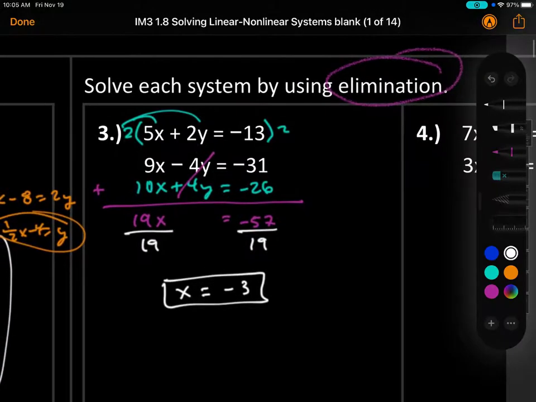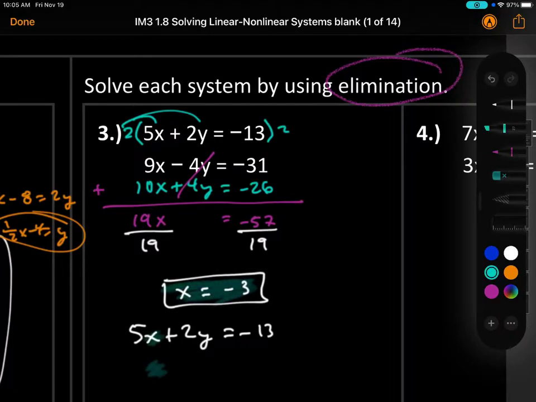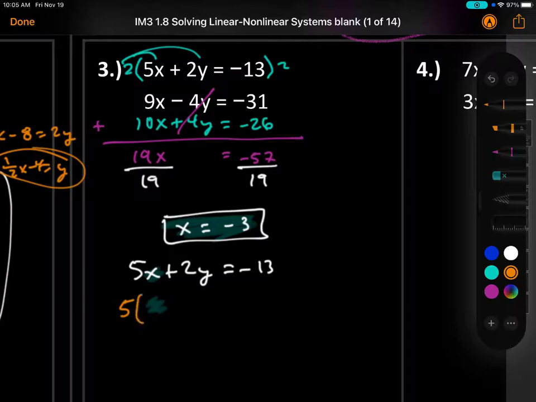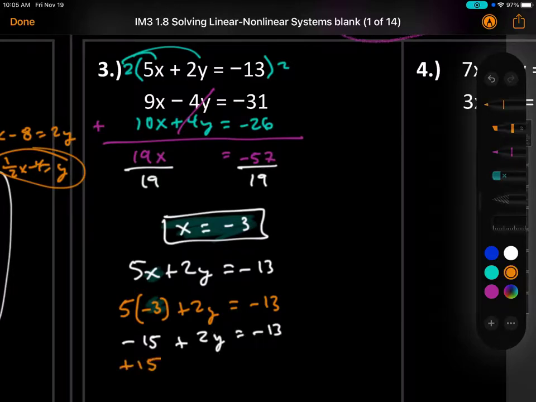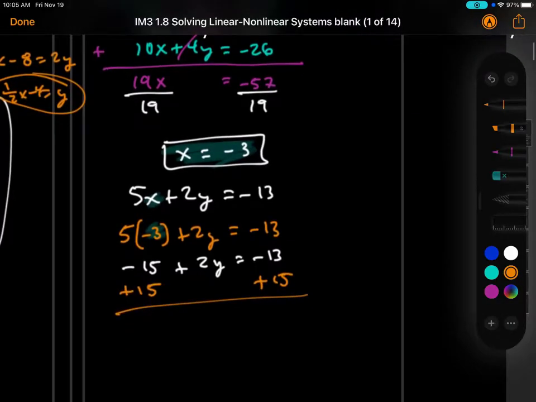There is an answer. Now I need to solve for y. You can pick any equation. You can pick the first one, second one. I'm going to pick the first one because the numbers are a little bit smaller. We're going to put in x equals -3 here. And I get -15 plus 2y equals -13. Let's add 15 to both sides. 2y equals 2. Divided by 2, y equals 1.